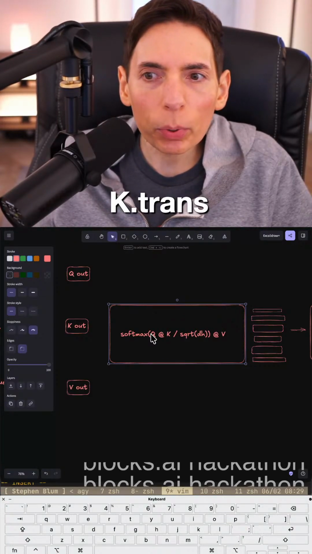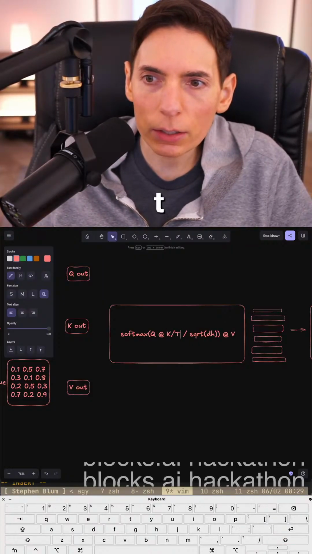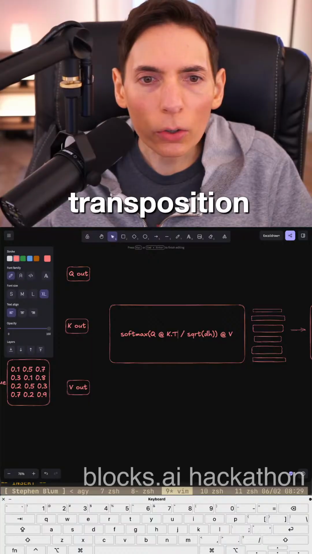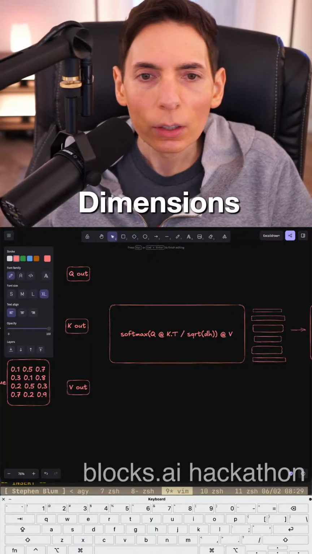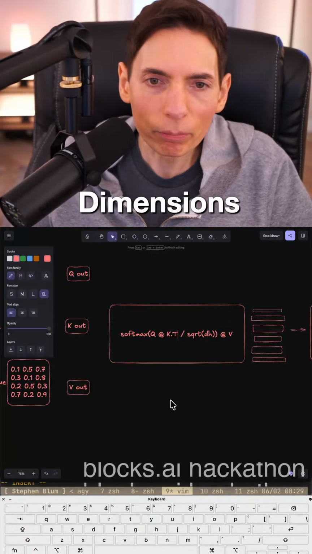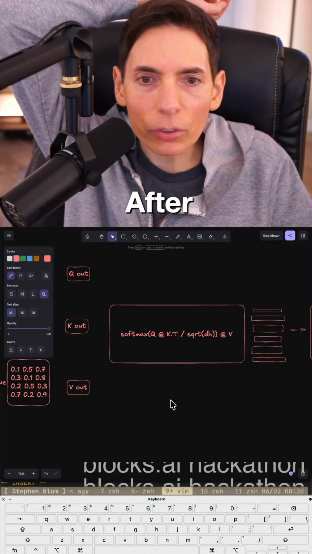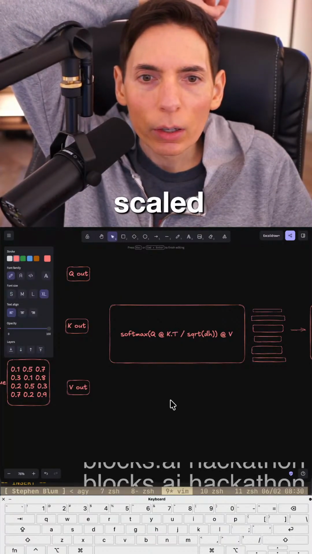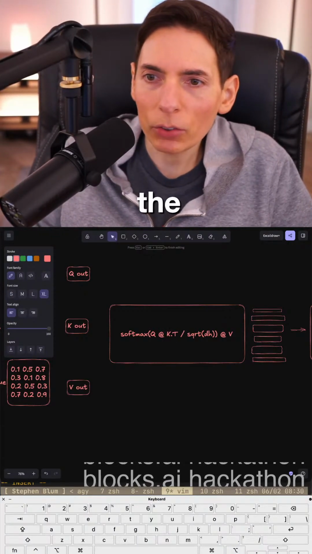Q at K dot transpose. Yeah, we could say dot T. I think it's a good idea to say dot T, for the transposition, divided by the square root of the dimensions. Reshape should be batch, heads, sequence length, and head dimensions. That makes sense. After Q and K are matrix multiplied and scaled, but before softmax. Okay, so right here. So we do the mask here.